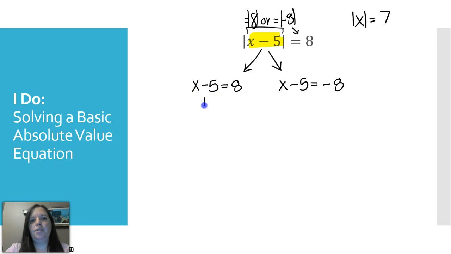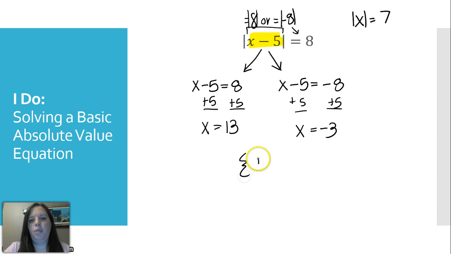So how do we get our two values? Well, we just solve our equations. So we have x equals 13, and if we add 5 to this one, we get x equals negative 3. So our two answers, we have 13 and we have negative 3. So we have two possibilities for answers there.